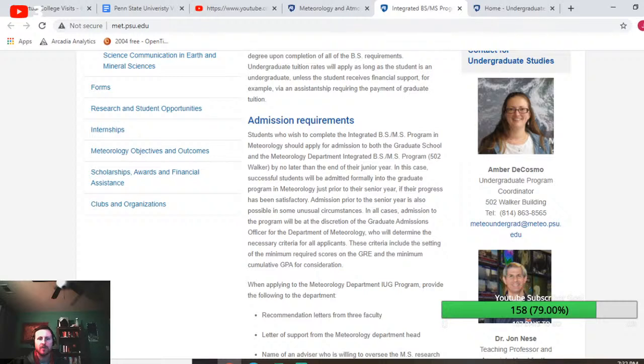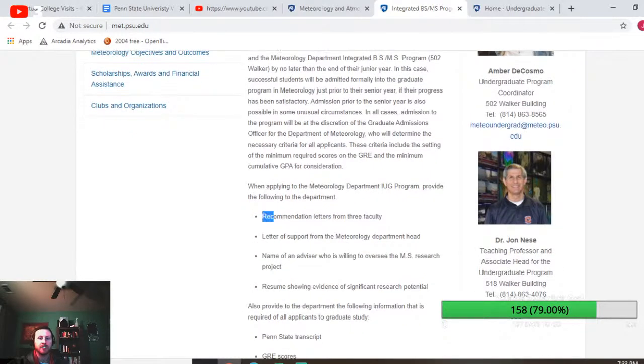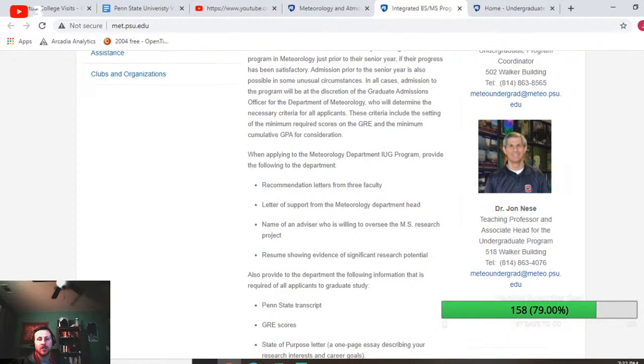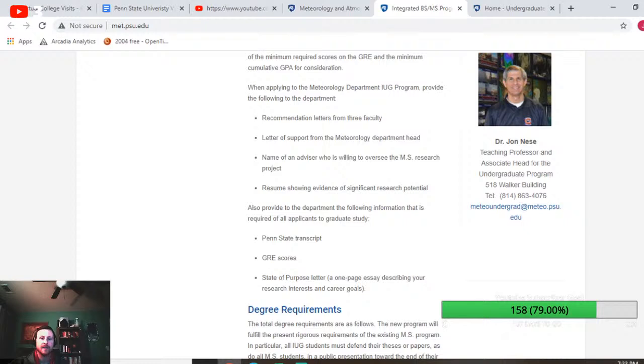Admission requirements. So you have to apply at the end of your junior year. Then you have to graduate prior to senior year, progress satisfactory, which basically would mean you have to make B's or higher, I would think. So recommendations, that's where you have to network as much as you can. You have to have a letter of support from the meteorology department head, and the name of an advisor who's willing to oversee your research project, and a resume showing evidence of significant research potential. Also, Penn State transcript, GRE scores as well. So you're really going to want to emphasize the math portions of it as well.